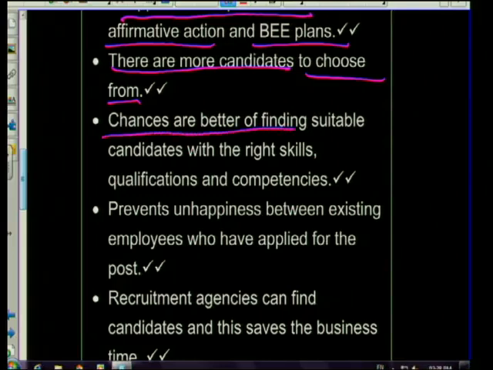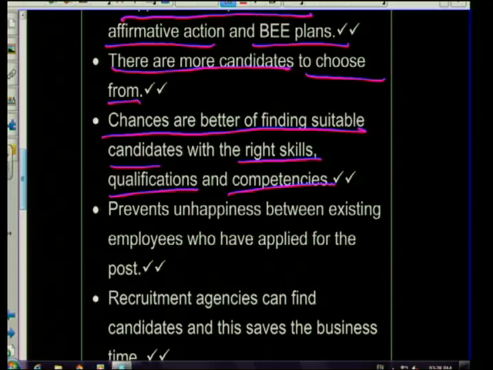The fourth advantage, chances are better of finding suitable candidates with the right skills, qualifications, and competencies. Often the opposite of this would be if you hire somebody who already works for you in a company, you would have to provide them with skills training, etc. If you hire somebody outside the company, it gives you a nice opportunity to literally handpick somebody for that position instead of spending money on training.